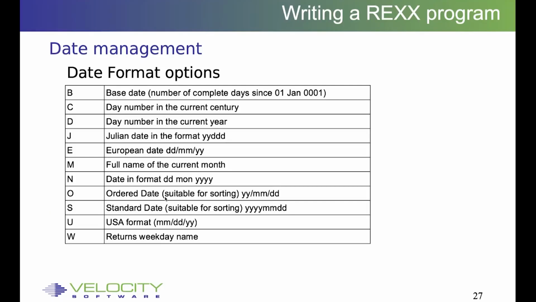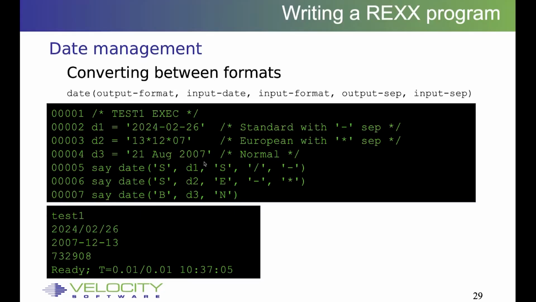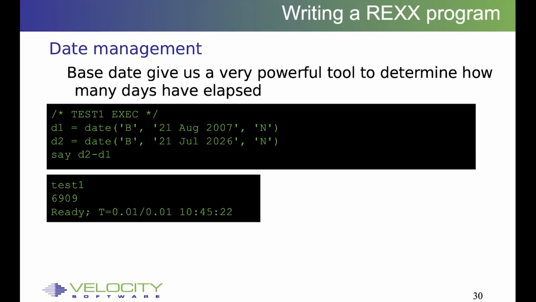Now remember, the base date is the number of complete days since January 1st, 0001, assuming the Gregorian calendar is extended back that far. And the result here is 732,908. So August 21st, 2007 is 732,908 days from the base date. Now, this gives us some very interesting possibilities for calculating time frames between two dates. And that's what we're going to do here.